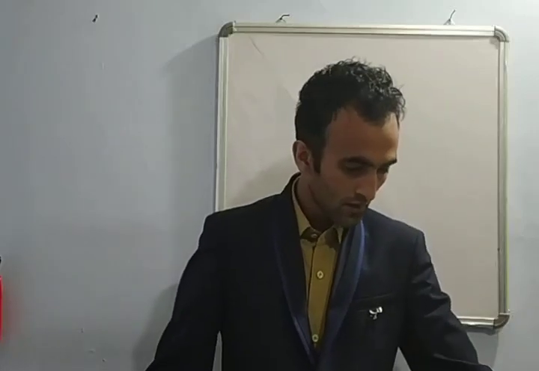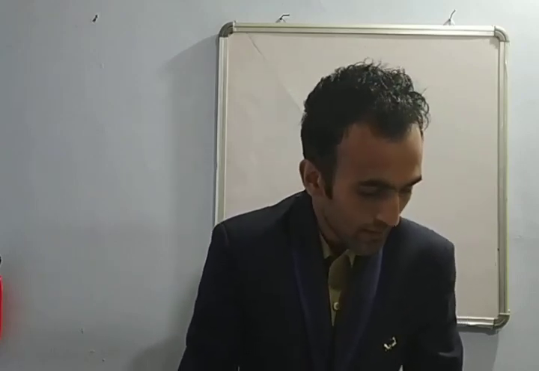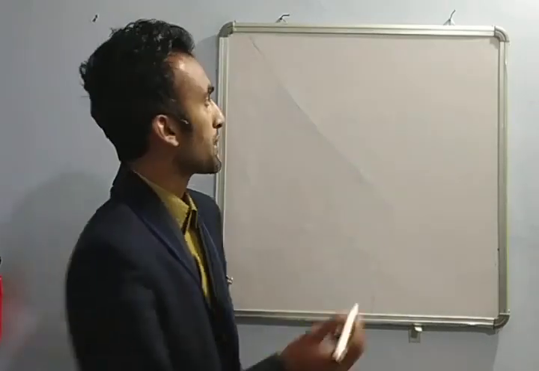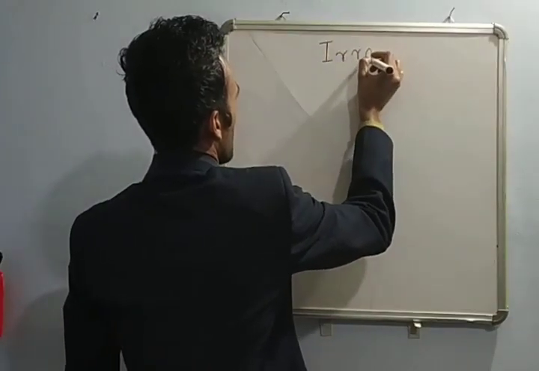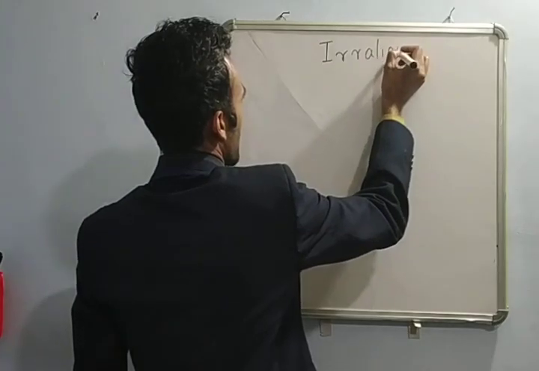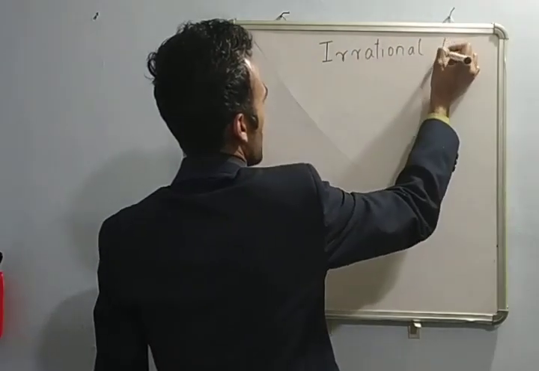Hello everyone. Today I'll start with class 9 number system, the fourth part. Today we are going to do irrational numbers. We are going to see some of the important parts of irrational numbers. This is an introduction video of the topic irrational number. In the next video I'll show you the questions.